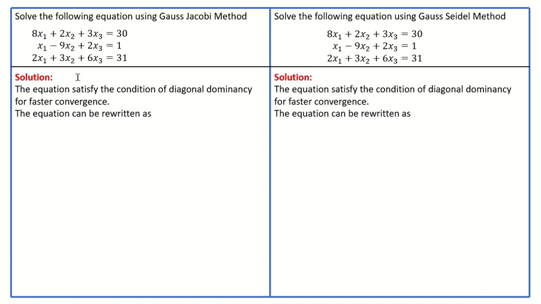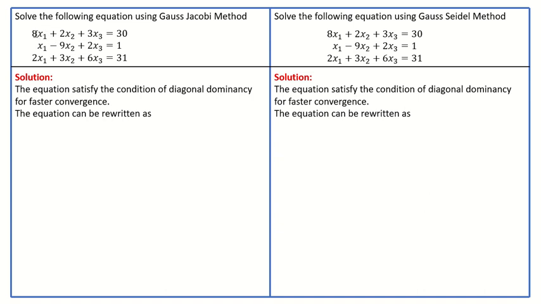Now here, whenever the equations are given, first we have to check for diagonal dominance. Diagonal dominance means, in this case, you can see 8x1 plus 2x2 plus 3x3 equals 30. Similarly, the next equations are x1 minus 9x2 plus 2x3 equals 1, and 2x1 plus 3x2 plus 6x3 equals 31.